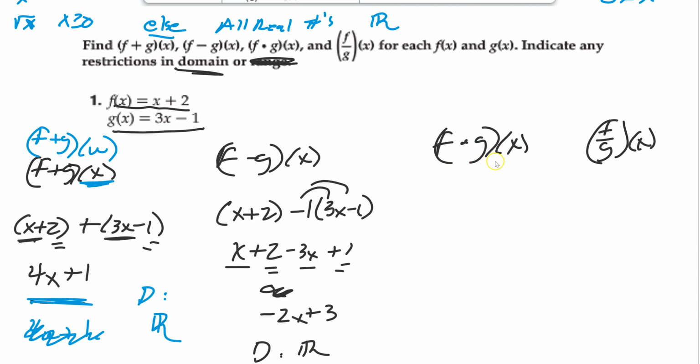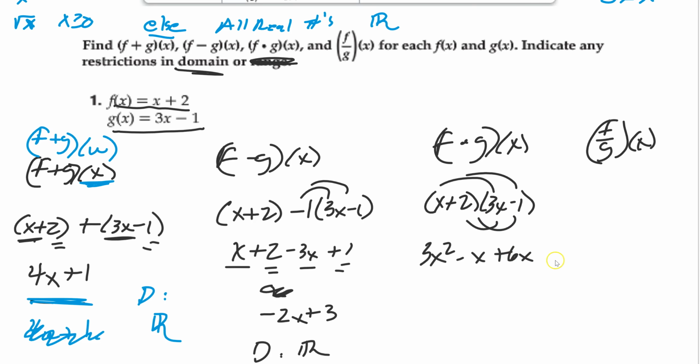Next one, f times g. So we're just going to multiply them. x plus 2 times 3x minus 1. Distribute, so 3x squared minus x. Distribute, 6x. Distribute, negative 2. Add like terms. There I go. My domain, again, no fraction, no square root, so all real numbers.